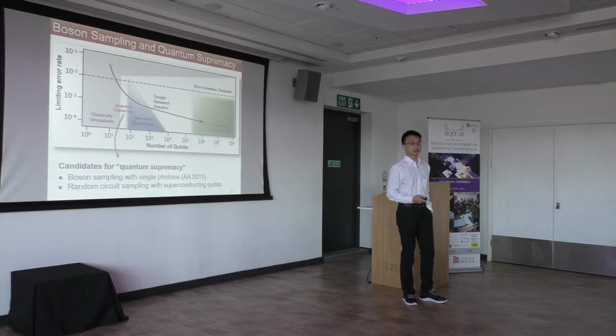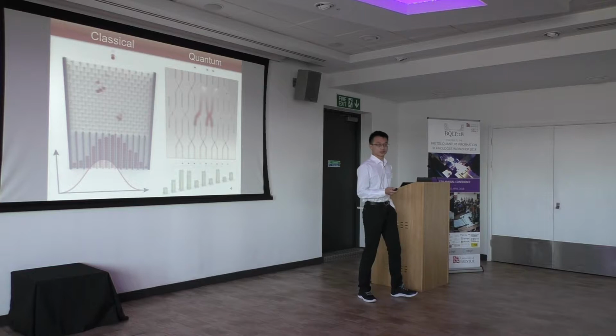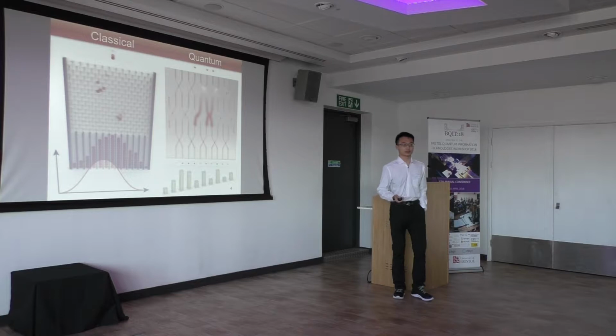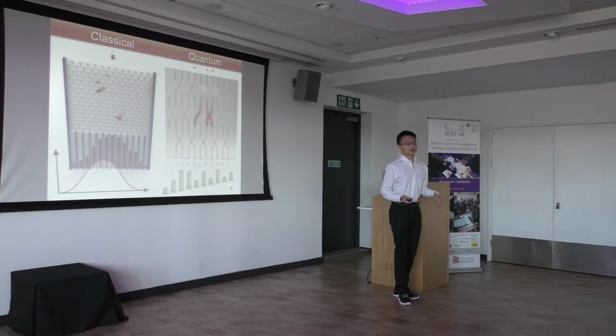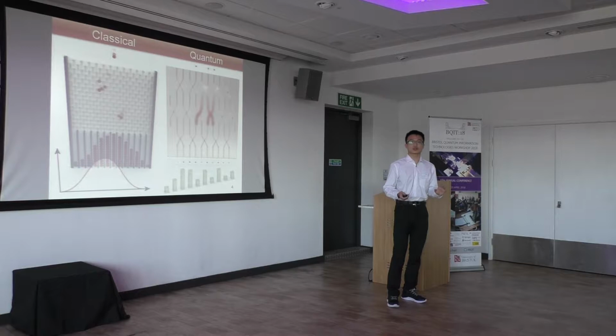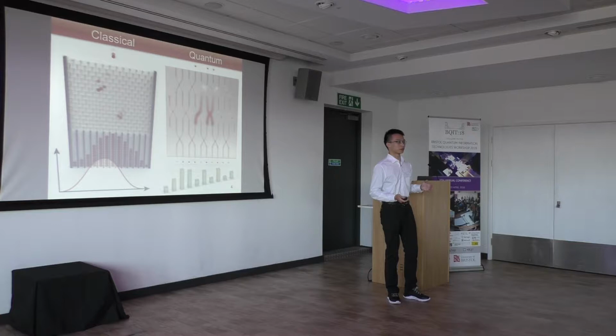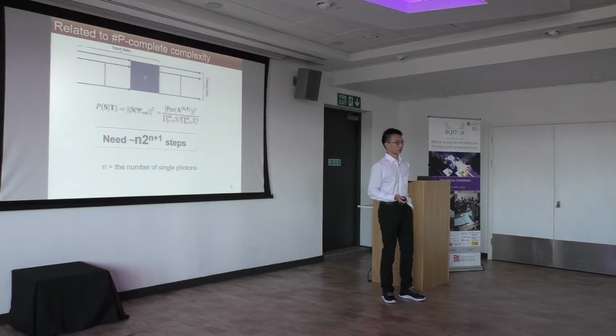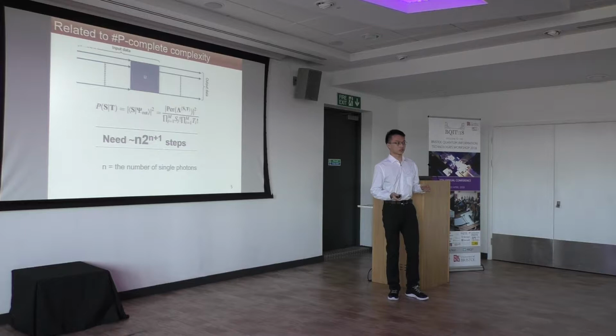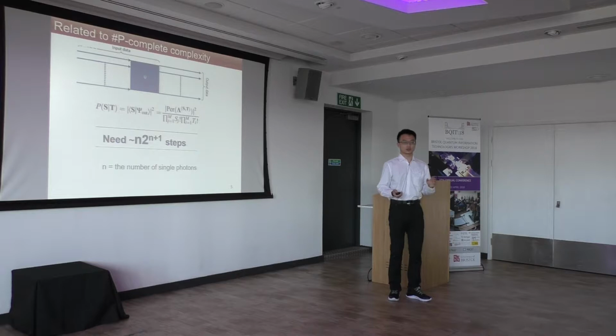So what is boson sampling? Here is a short introduction. Roughly speaking, boson sampling is a quantum analog of the Galton board game. But here, what we input are not classical balls, but groups of indistinguishable single photons. And due to the multi-photon interference in the interferometer, the distribution of the output is not as simple as a Galton board game, but actually it is so complicated that it is related to a #P-complete complexity. That is, the calculation of the permanent of a unitary matrix. And that matrix is related to a submatrix of the unitary transformation of your interferometer.